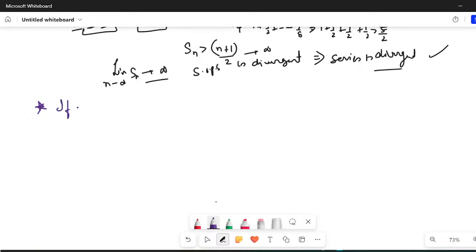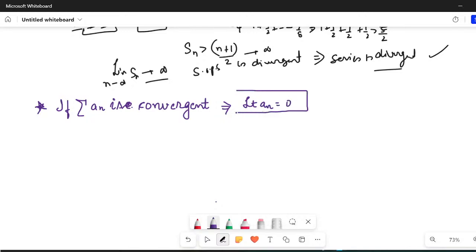It says that if summation an is convergent, then always remember limit an would be equal to 0. Always remember, the converse is not true. This is something that I'm not going to derive, but the converse is not true.